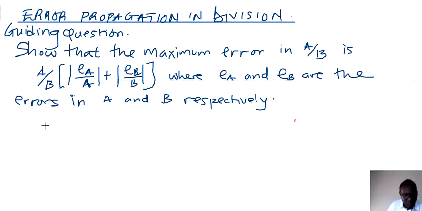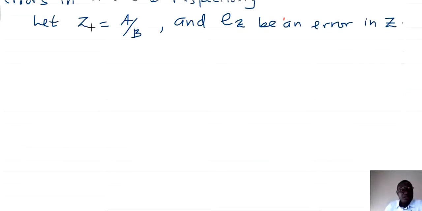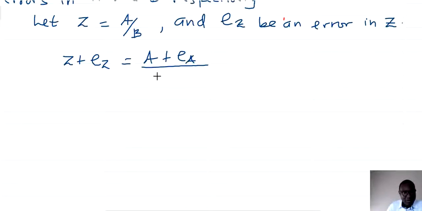So as usual, we say let capital Z be equal to A all over B. The quotient here is going to have errors. So the quotient is Z, and EZ be an error in Z. Now since each of these variables has errors, we shall have Z plus the error in Z, giving us capital A plus the error in A divided by B plus the error in B, right?